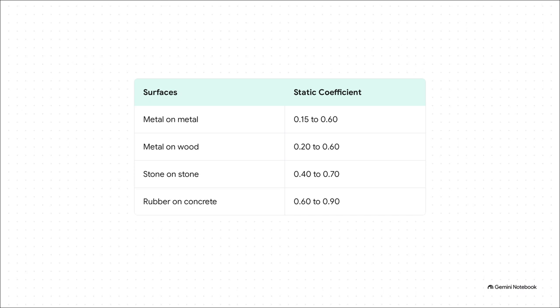For instance, you have slippery metal on metal with a coefficient sitting as low as 0.15 all the way up to the highly aggressive locking grip of rubber on concrete at 0.9. This coefficient is really just a mathematical way of representing how rough and physically intertwined two microscopic surfaces are.